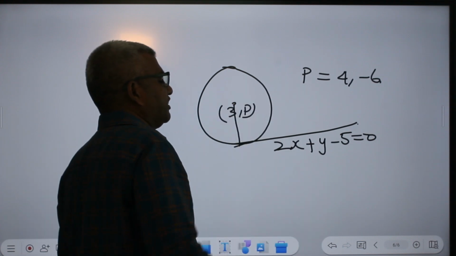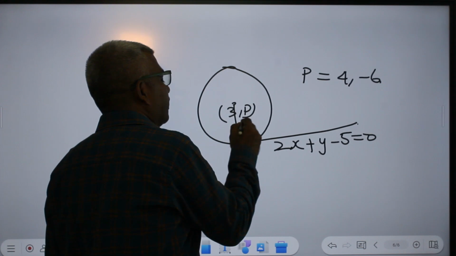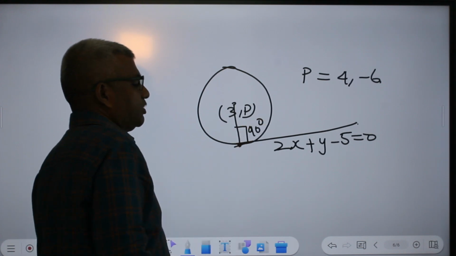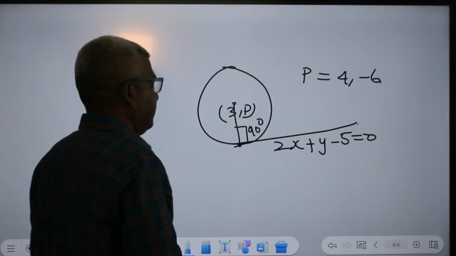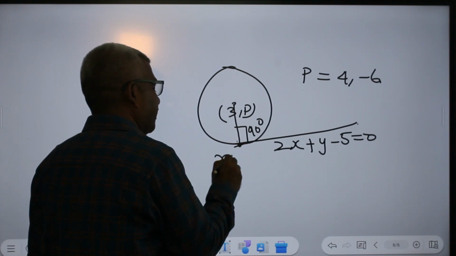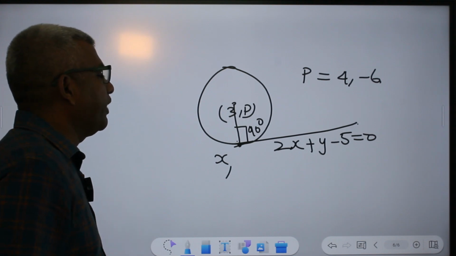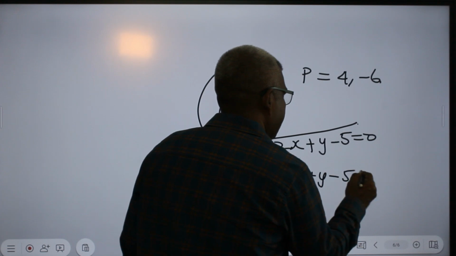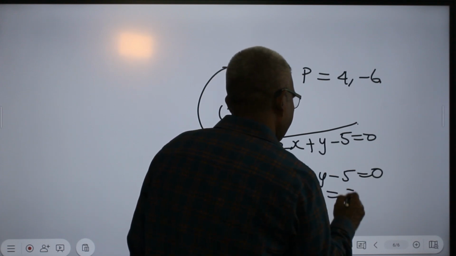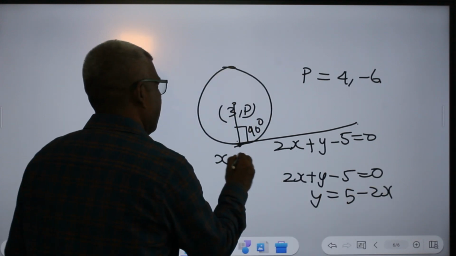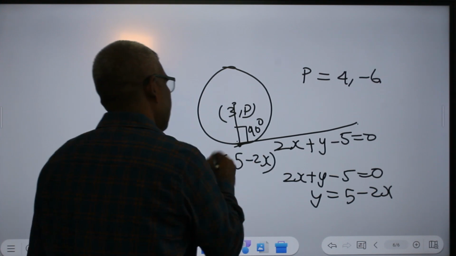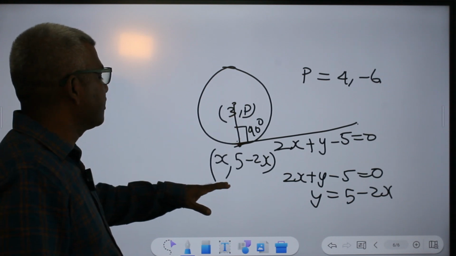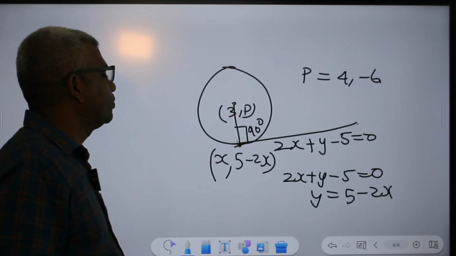Okay, I will give the hint. This tangent and this radius will be at 90 degrees. So find this point. This point only we need to find out. What is the x coordinate? x coordinate is x. What is the y coordinate? 2x plus y minus 5 is equal to 0, means y equals 5 minus 2x. This is the coordinate. Here what is the coordinate? 3 comma p. Here, x comma 5 minus 2x.